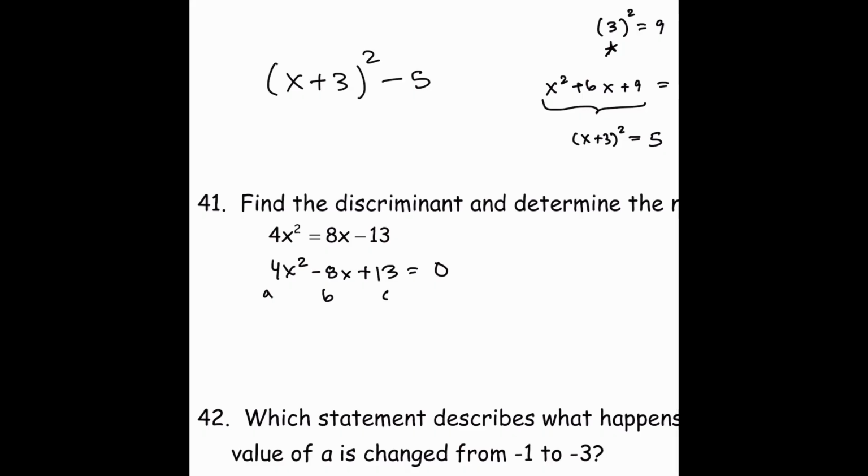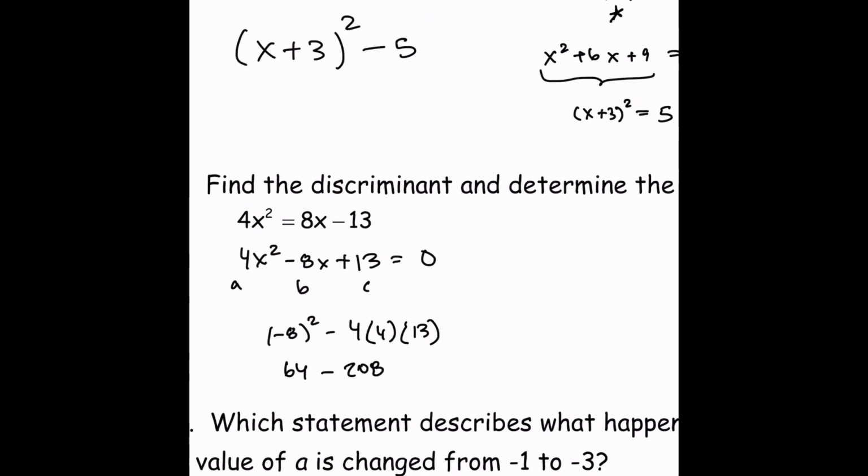So the discriminant is gonna be B squared minus 4AC. So negative 8 squared minus 4AC. So 64 minus whatever 16 times 13 is. We're still in the calculator part. So 16 times 13, 208. Okay, 64 minus 208. Negative 144. So the discriminant is negative 144. It's negative. We'll have two imaginary roots.